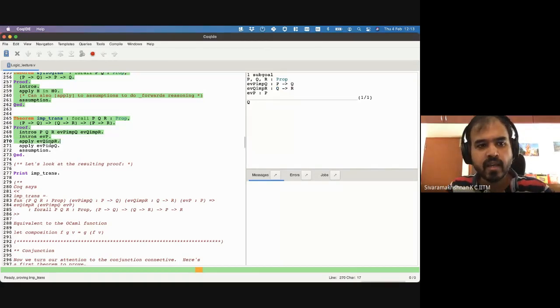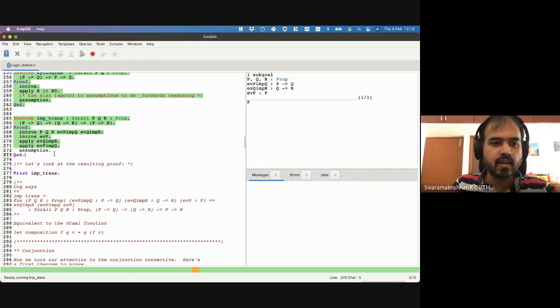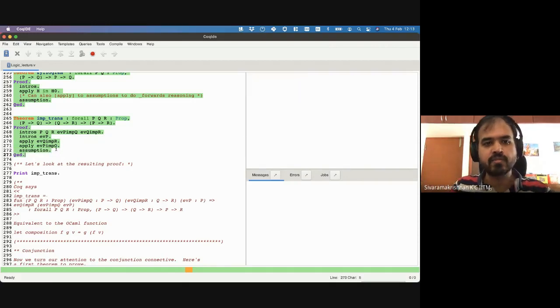So I applied evidence of Q implies R, I get Q here. Now I need to show Q. I have P implies Q. Instead of showing Q, let me show P, using this evidence P implies Q. So apply the evidence for P implies Q, you get P, and P we have as an assumption. So that goes through as well.